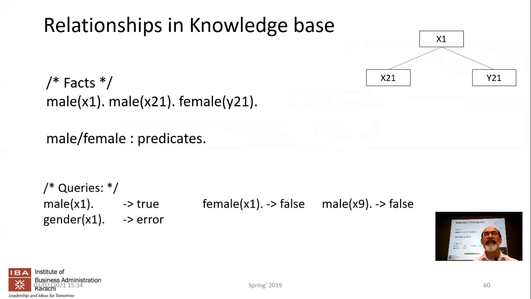So next you can also do relationships. This is where predicates come in. Now we're talking about first order logic. So I could also say that X1 is a male.